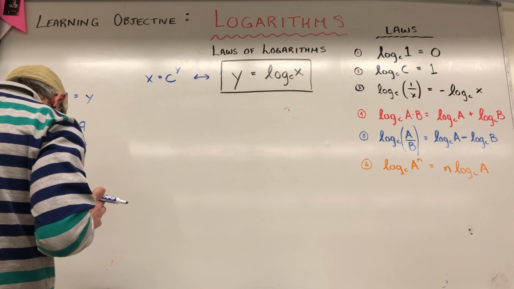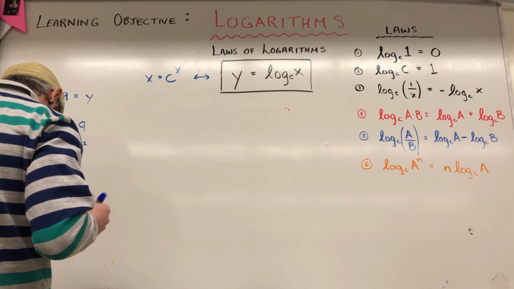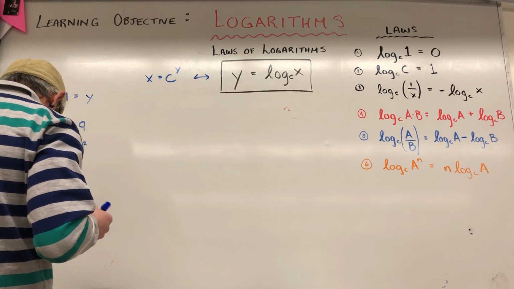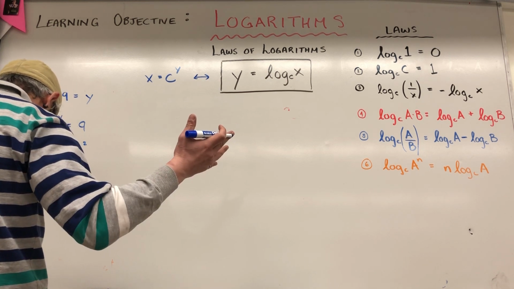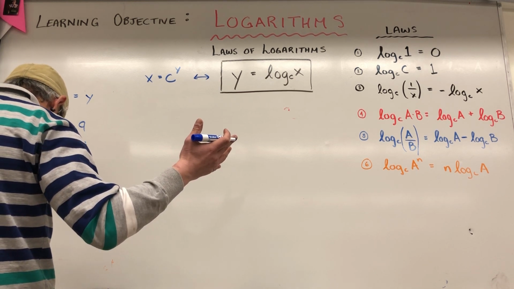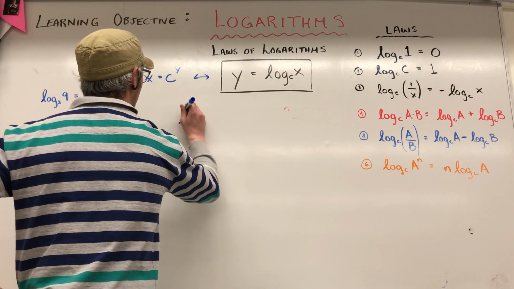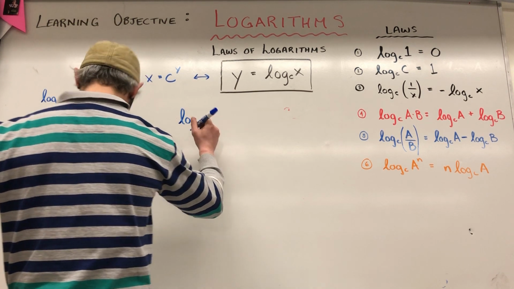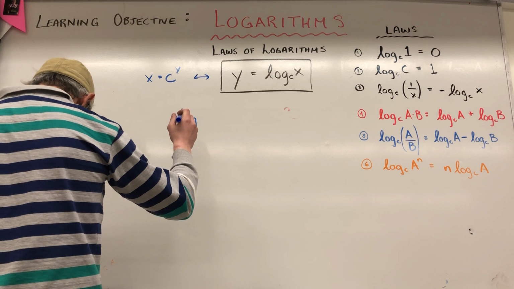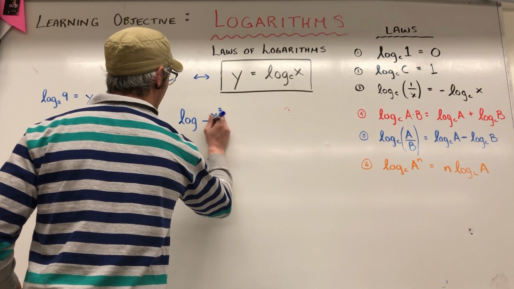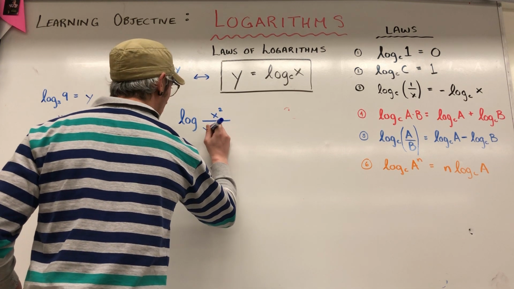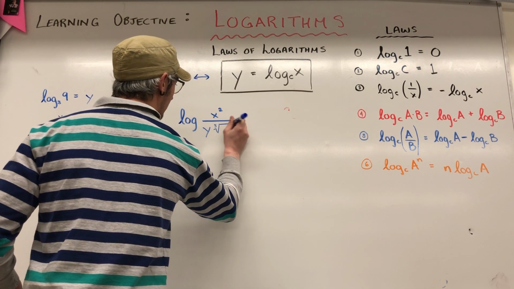Which one do I want to do here? I'm going to do, sure, okay, log of x squared over y and the cube root of z.